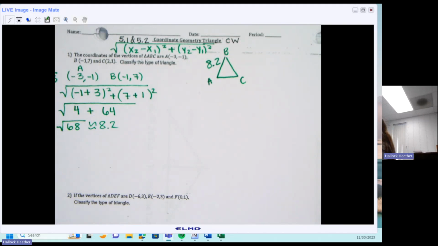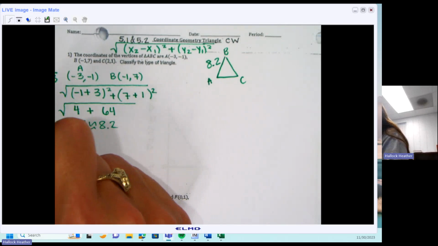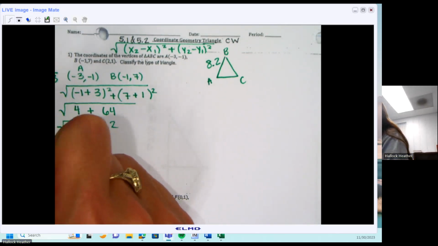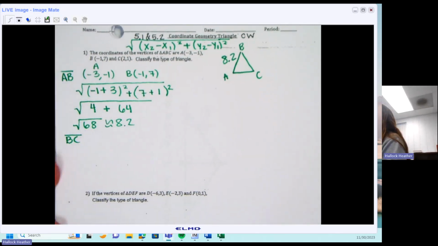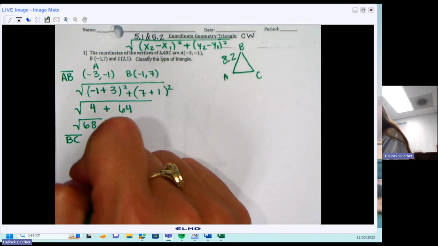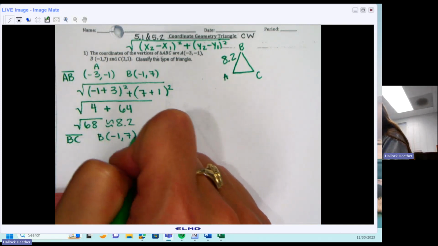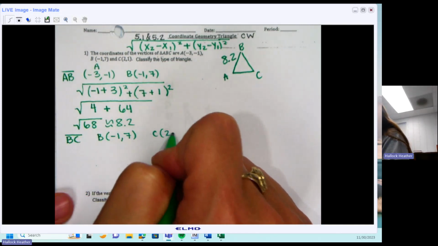Now we have to figure out the next side. It doesn't matter which side we do. I'm just going to go in order. I did A to B, so now I'll do B to C. If I'm looking at B to C, I'm using coordinate point B and coordinate point C. I will just write it out so it's nice and in front of my face. B's coordinate is -1, 7. C's coordinate is 2, 1.